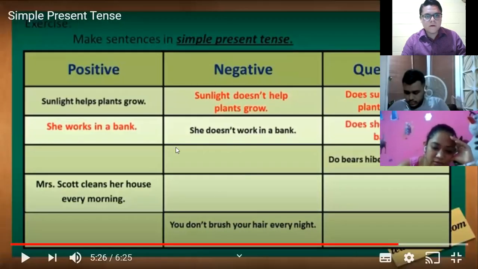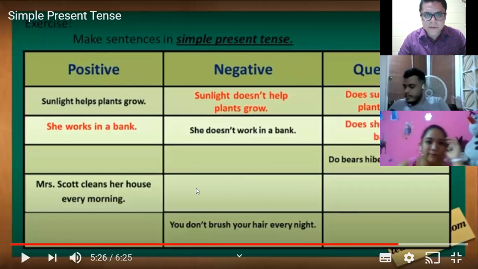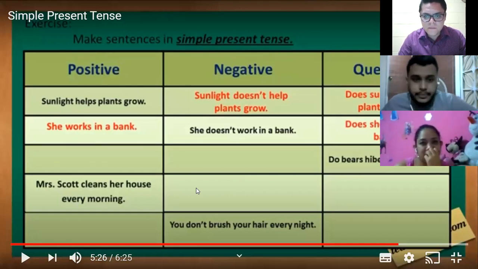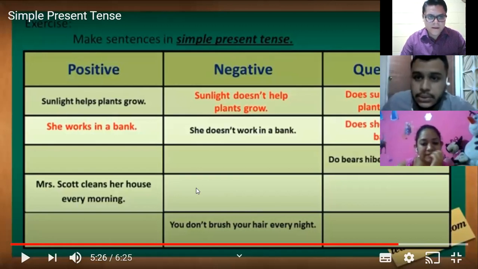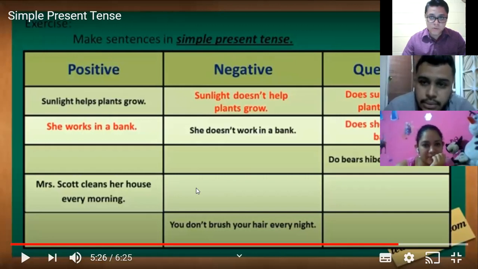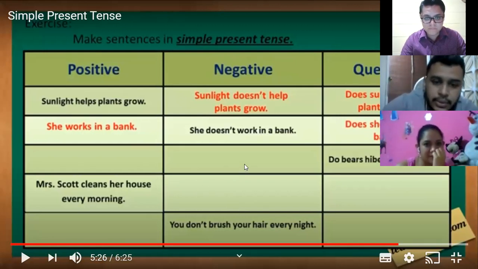Okay. What about the second one? Do you have them correct? Do you have them correct? Yes. Okay. She works in a bank. Does she work in a bank?